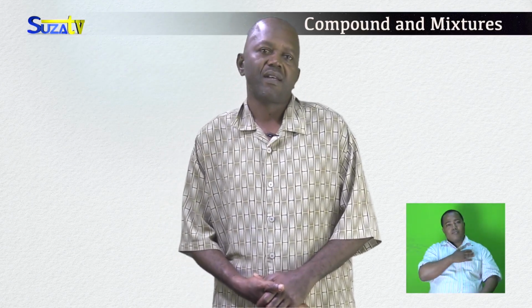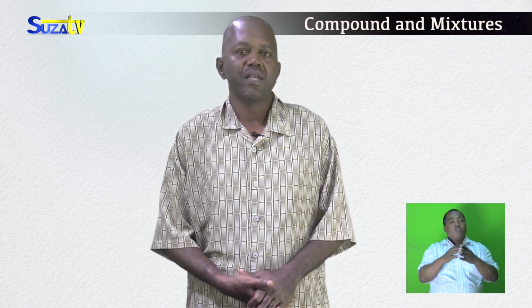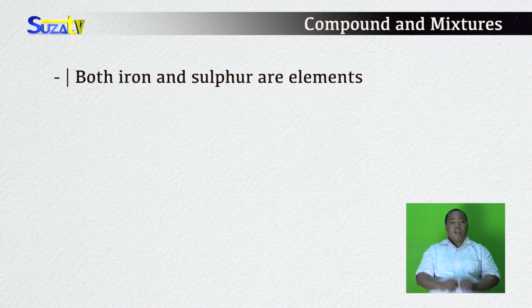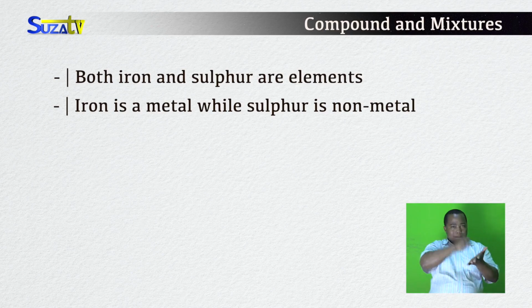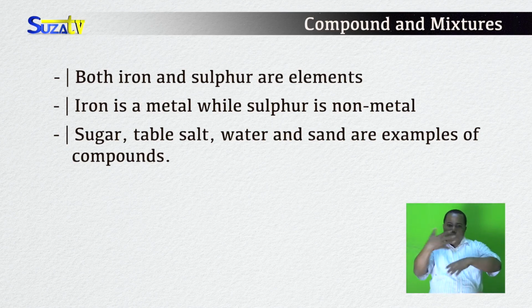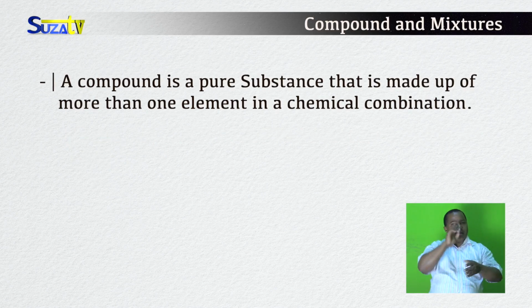My dear students, let us see what we have learned in today's lesson. Both iron and sulfur are elements. Iron is a metal, while sulfur is non-metal. Sugar, table salt, water, and sand are examples of compounds. A compound is a pure substance that is made up of more than one element in a chemical combination.